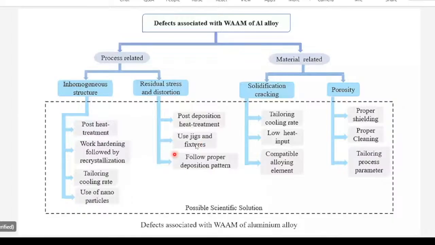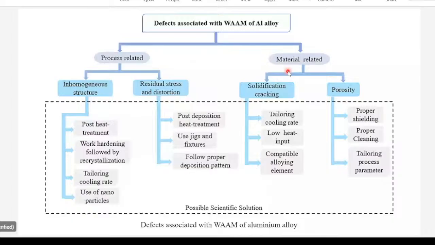The other defects are material related, that is solidification cracking and porosity. Solidification cracking we can avoid by tailoring the cooling rate. Cooling rate is a possible solution. Low heat input, as we have discussed, the cold metal transfer CMT, we can use as an alternative when the material is heat susceptible. We can't go with the GMAW process. We have to use CMT with a low heat input. Another solution is compatible alloying elements. We can add alloying elements, and then solidification cracking can be reduced.